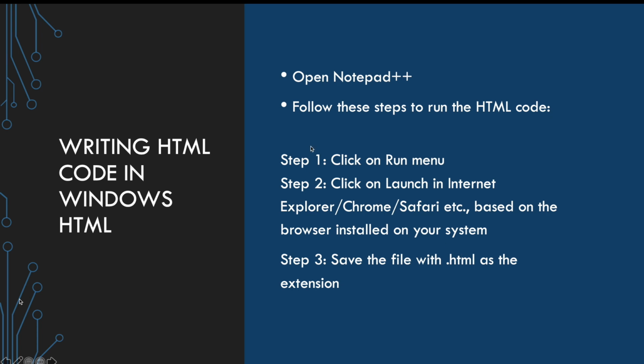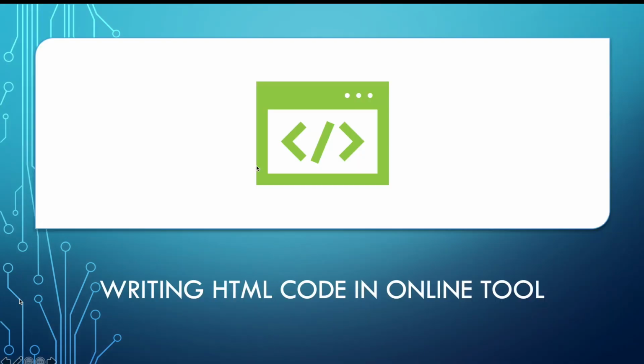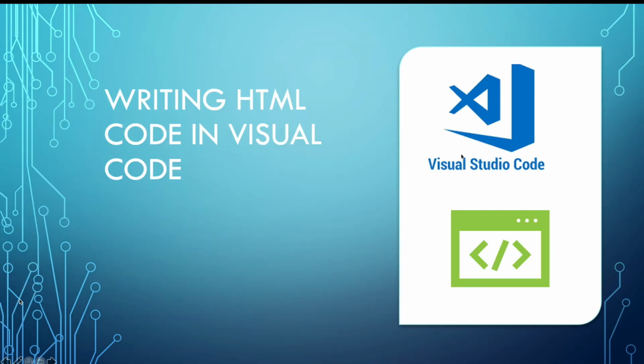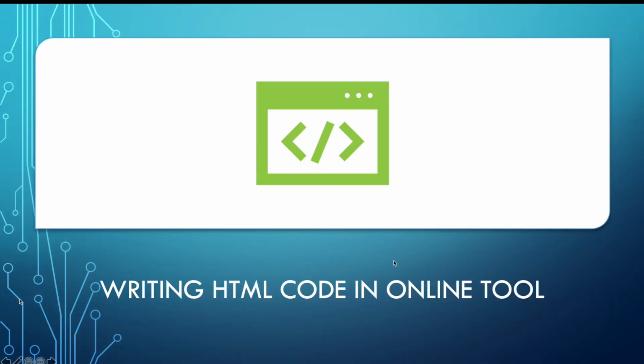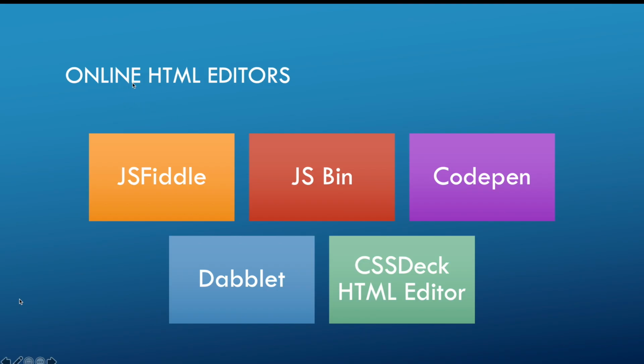Okay, now we have seen how to write the code in Visual Code on Windows. Now let's see how to write the code in online tools. We have seen that we need to install Visual Code and then write. Also, we have some online tools where we can easily go to the browser and write the code. For that, you need an internet connection. There are multiple online HTML editors like JS Fiddle, JS Bin, CodePen, Dablet, and CSS Deck. I'll show you a couple of examples now.